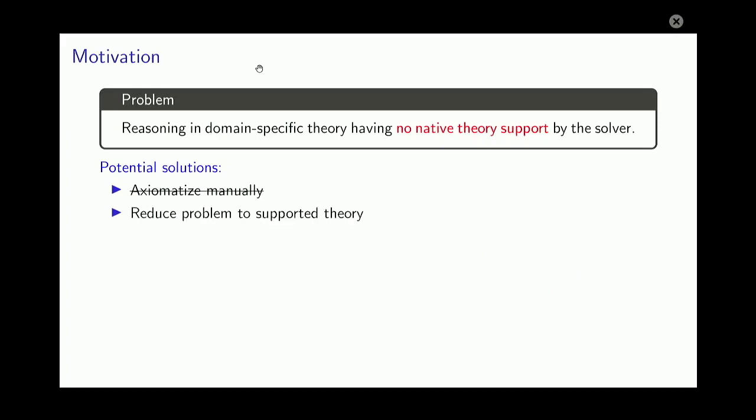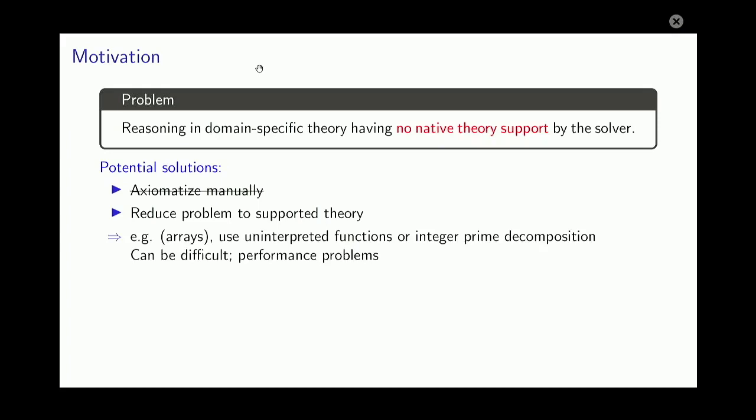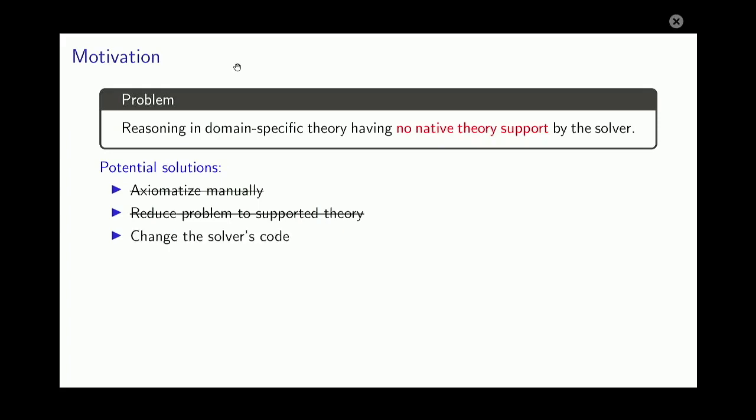Another potential solution would be to reduce the problem to a supported theory. So most solvers support integer reasoning. So, well, why not reduce the array problem to an integer reasoning problem? Maybe this works. There are some other difficulties, but even if we make it work, we reduced a rather easy problem, namely array reasoning, to a hard problem, namely integer reasoning. Also not optimal. So third try, we could also change the solver source code. Yeah, that will definitely work. However, it's tedious. We probably introduce further bugs. It's hard to debug and potentially not worth the effort.